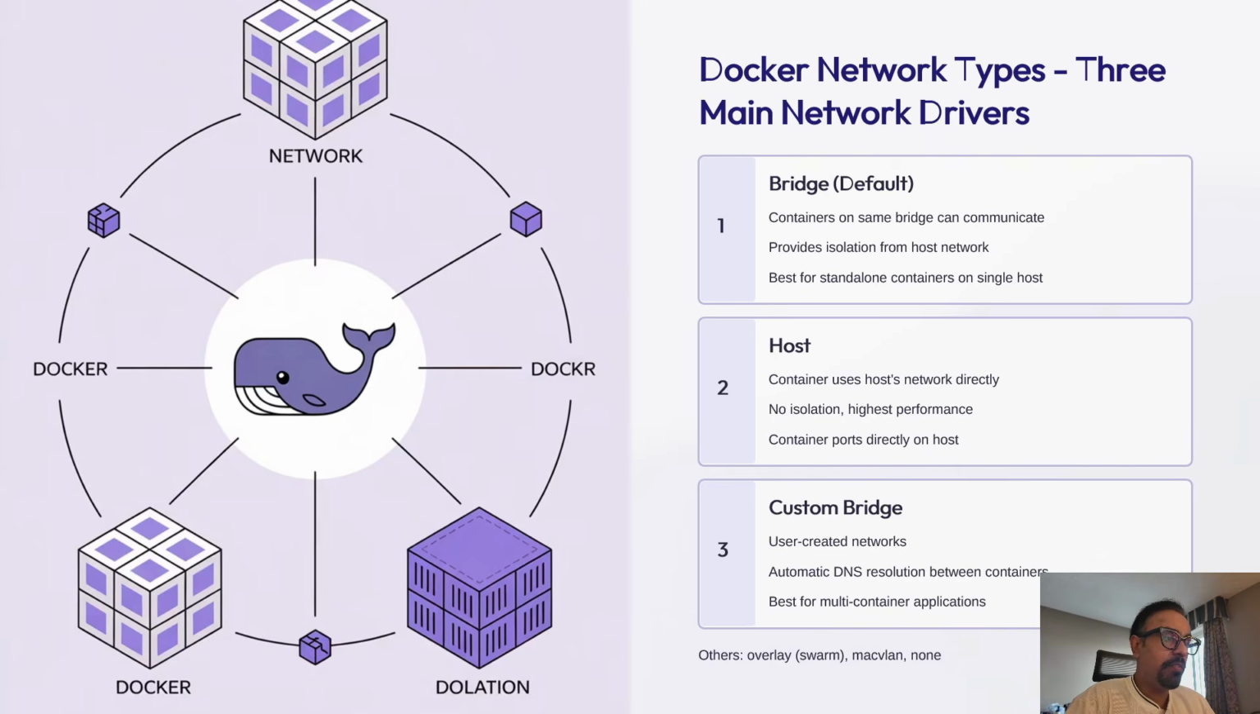Docker provides several networking drivers, but we will focus on the three most important ones. First is bridge, the default network. When you run a container without specifying a network, it connects to Docker's default bridge network. Containers on the same bridge network can communicate with each other using IP addresses, and Docker handles routing traffic out to the internet. Bridge networks provide isolation from the host network, which is good for security.